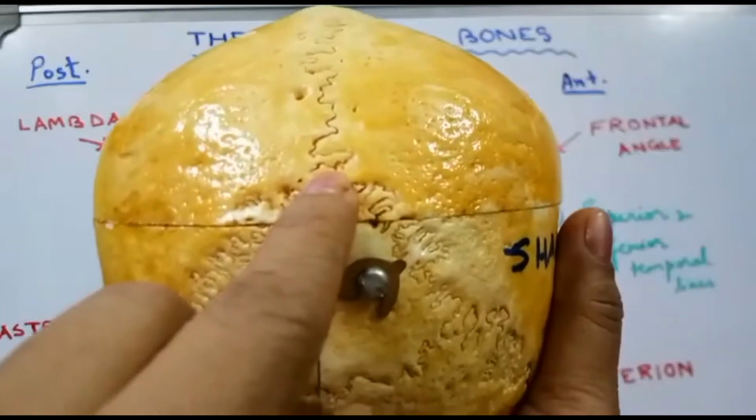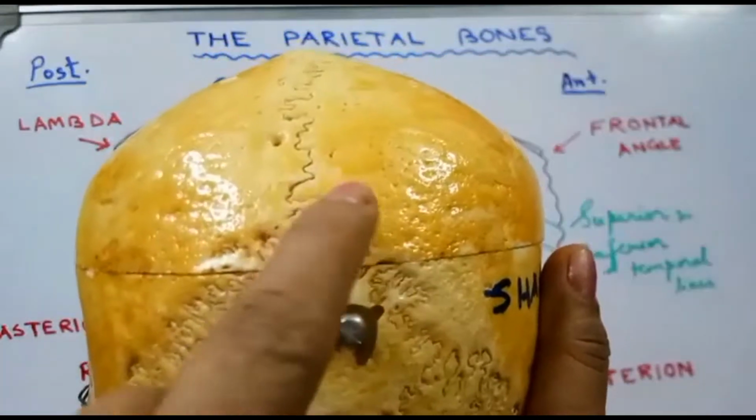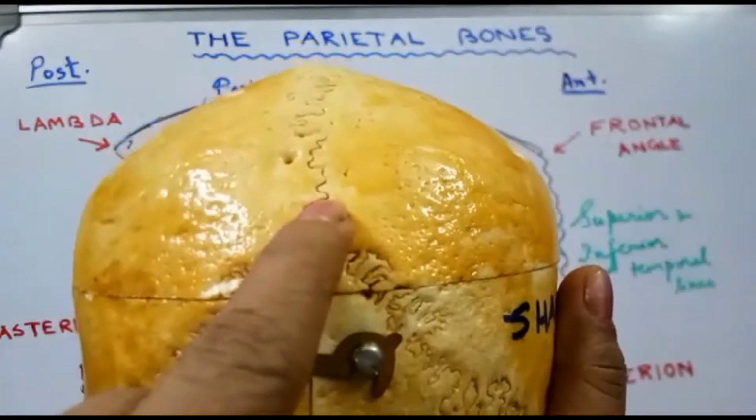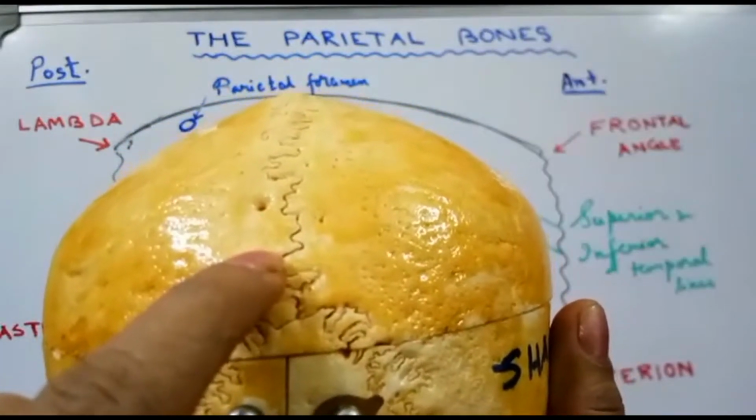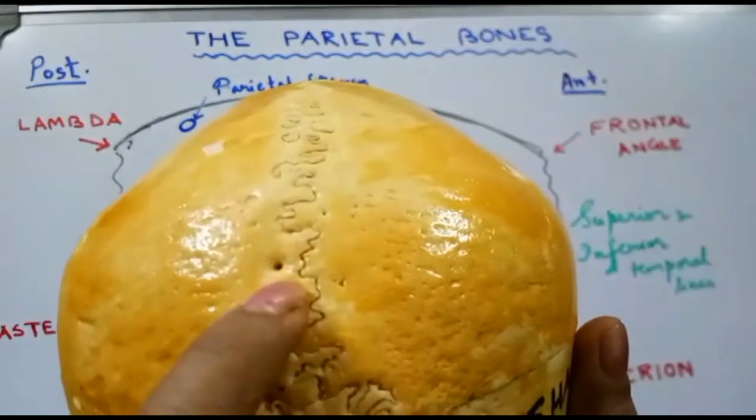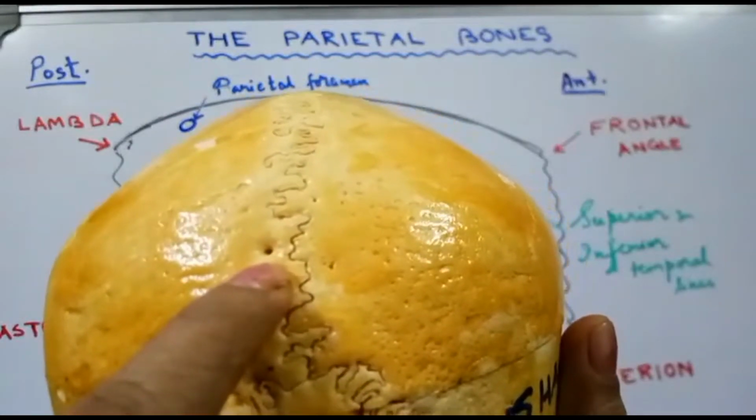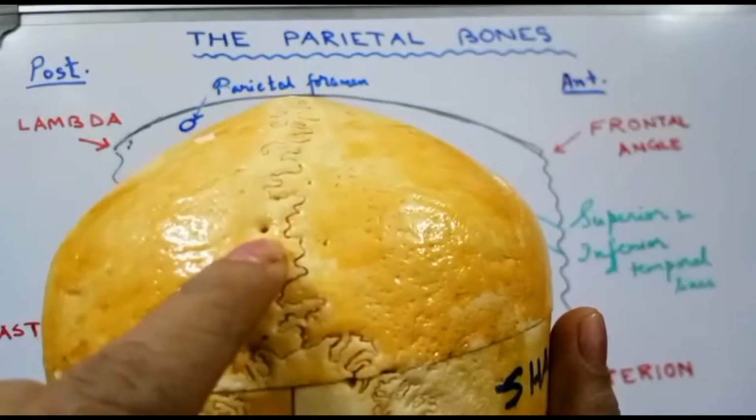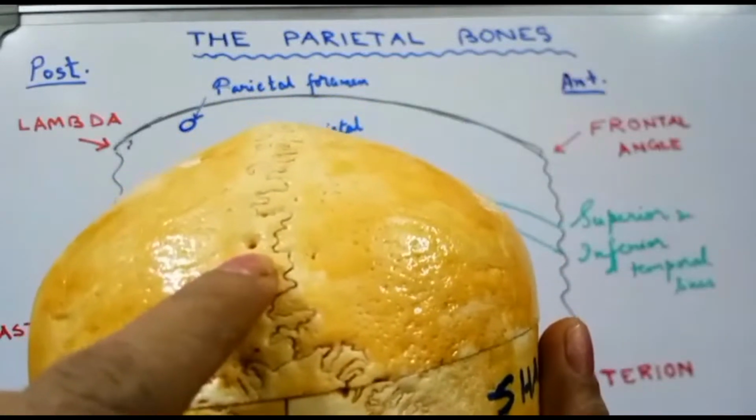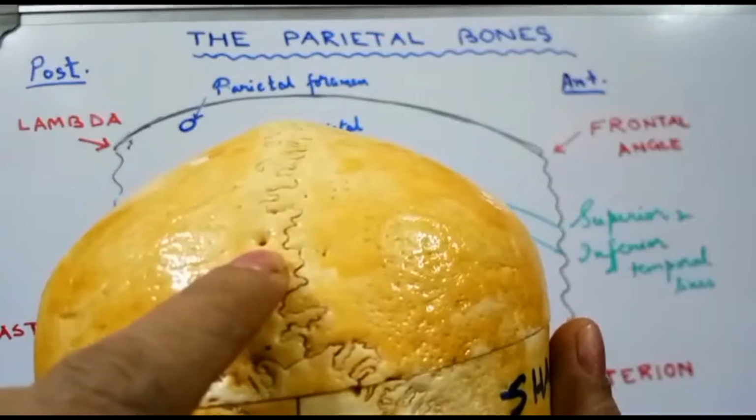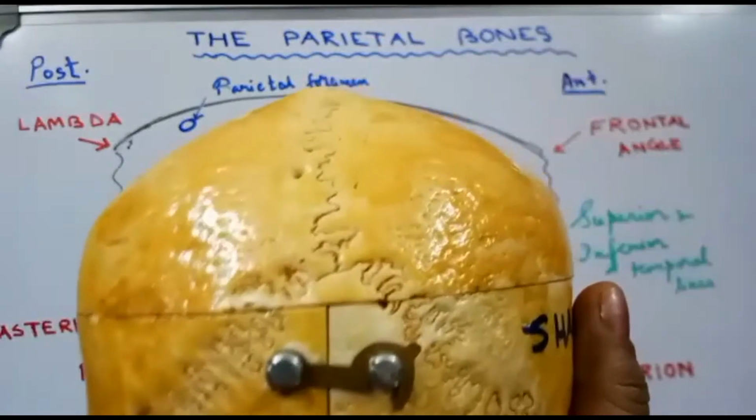This is the sagittal suture, this is the lambdoid suture, and you know that this is the region of the lambda. Now close to the posterior part of the superior border of this parietal bone, we can see there is one small opening. This is the parietal foramen. It allows the passage of the emissary vein which connects the superior sagittal sinus with the veins of the scalp, and also the meningeal branch from the occipital artery.